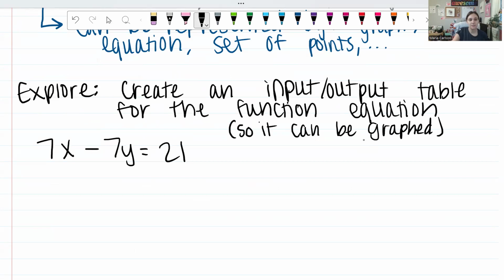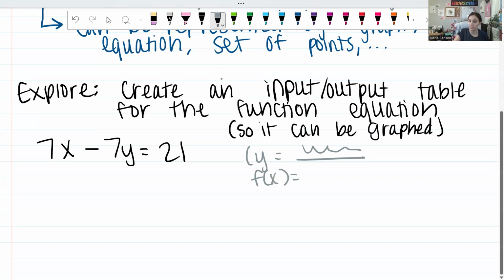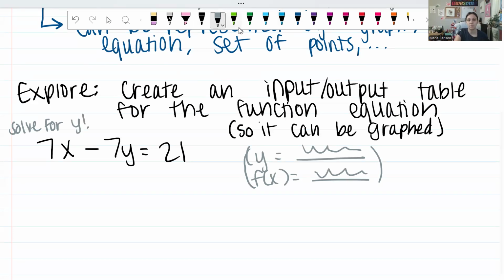So if I have this function equation 7x minus 7y equals 21, and I want to create some xy table, I probably want it to be y equals something, right? So that this is like f of x, or our output is equal to all of that. So I'm going to have to do a little bit of algebra to get y all by itself. So really what we are going to do here is solve for y. Try to get y by itself.